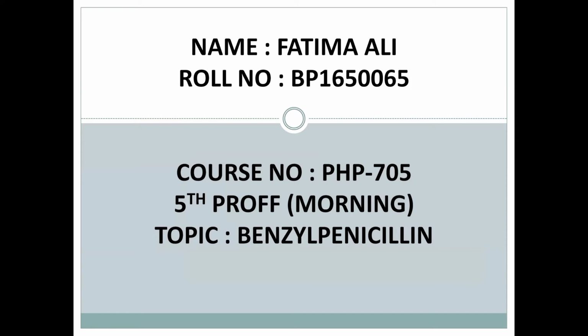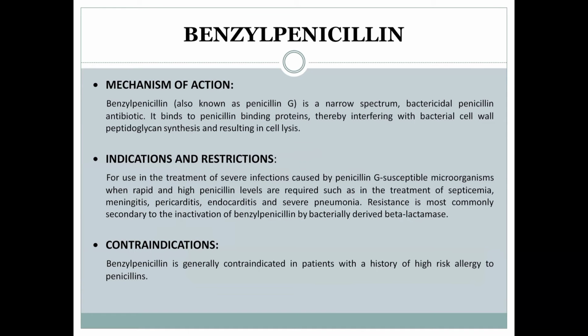I am from 5th Prof Morning and my topic of presentation is benzyl penicillin. First of all, we will discuss the mechanism of action. Benzyl penicillin is also known as penicillin G. It is a narrow spectrum bactericidal penicillin antibiotic. It binds to penicillin binding protein, thereby interfering with bacterial cell wall peptidoglycan synthesis and resulting in cell lysis.